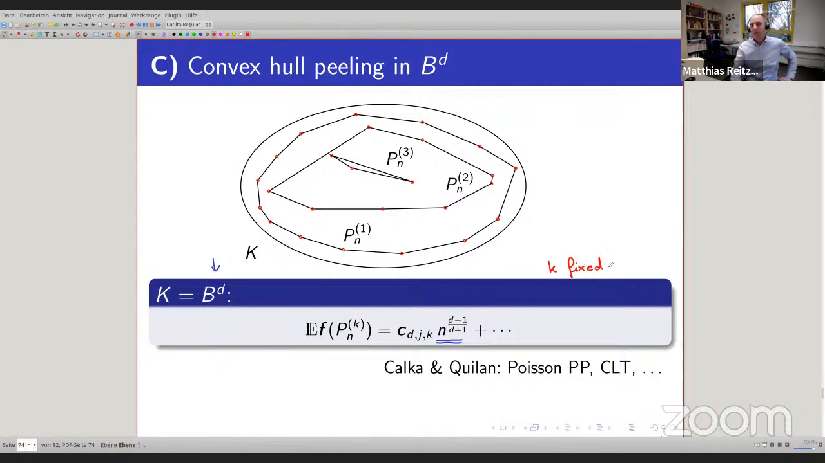If you have a look at the first 100 layers, then all of them behave in the same way, apart from the constant here. This constant is different for each layer. And all of them behave as if the surrounding mother body is a smooth convex set. So that it is a polytopal shape plays no role. And they could even prove not only expectations, but variances and central limit theorems.